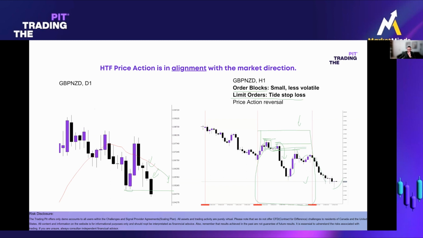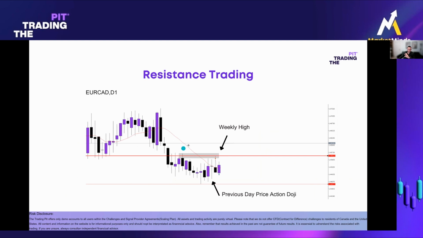So it's much, much easier in terms of order block trading to trade the lower time frames when you confirm the price action on the higher time frame, guys. Any questions so far? The last example that I have for you here is resistance trading. That's the trade I took last week, actually. So Euro Canadian dollar on the daily chart, price was hovering around this area of resistance, and that was a weekly resistance. The price is below the 50 period moving average, so we are looking to short.